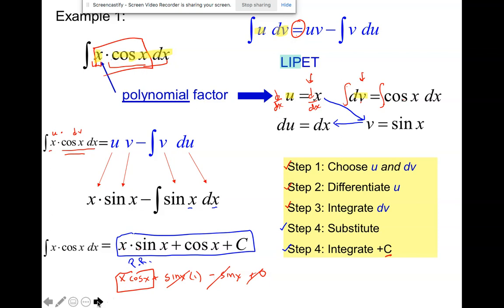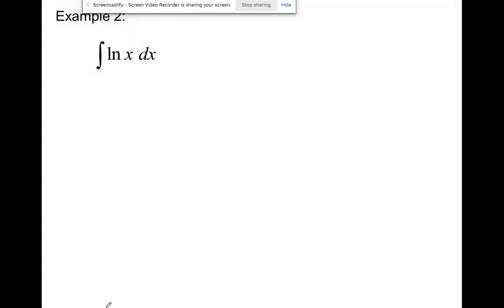All right, let's do another one. Really, Ms. Getz? Really? You told me I wanted to use integration by parts with a product, and I don't have a product there. Yes, you do. It's right there. If you really want, there.